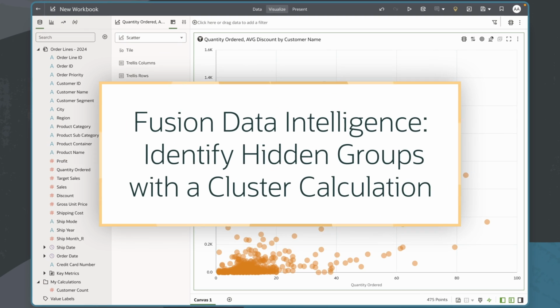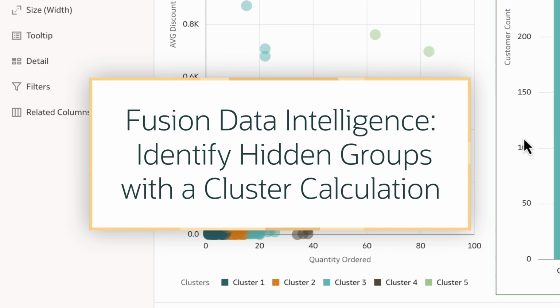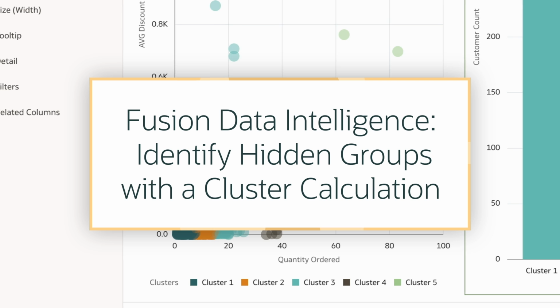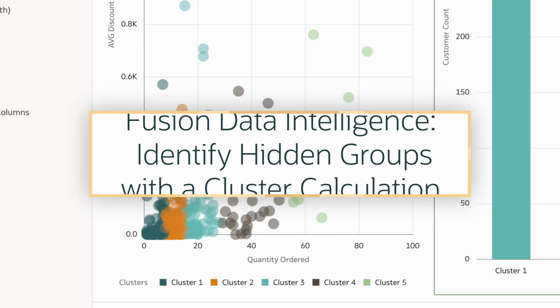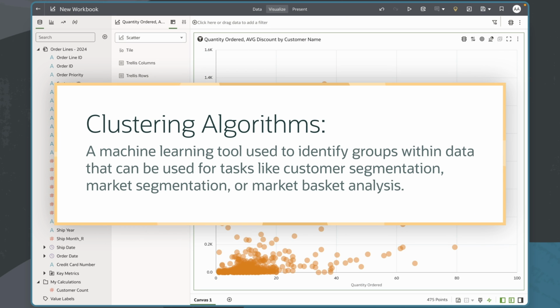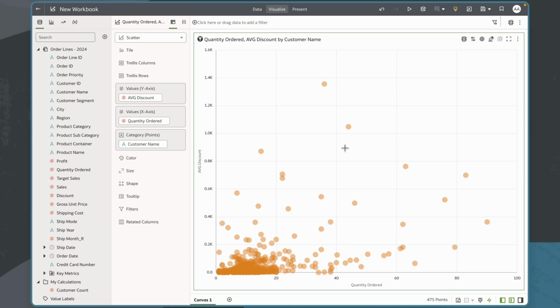In this tutorial, we'll learn how to identify hidden groups with a cluster calculation in Oracle Fusion Data Intelligence, or FDI. Oracle FDI clustering algorithms are a tool used to identify groups within your data. They can be used for tasks like customer segmentation, market segmentation, or market basket analysis. In this example, I'm trying to find groups in my customer data.